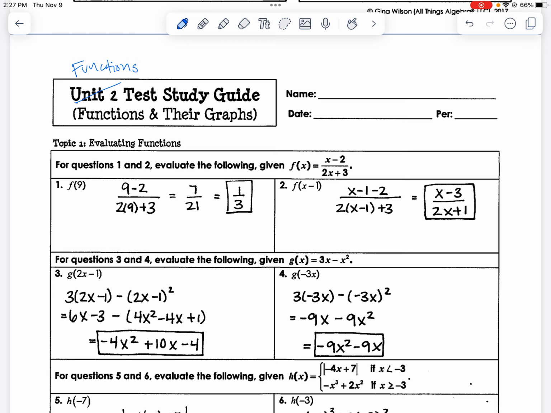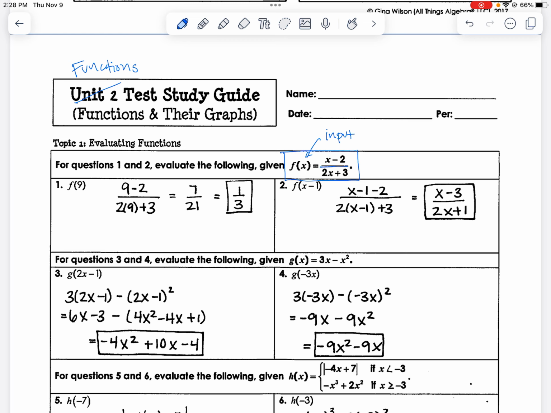In topic 1, we talked about evaluating functions. We talked about function notation, written as f of x or g of x or whatever, and that just means that x is the input to the function. The function's like a machine, right? I'm going to put x into the machine, and then I'm going to chug through x minus 2 over 2x plus 3 and get some output.